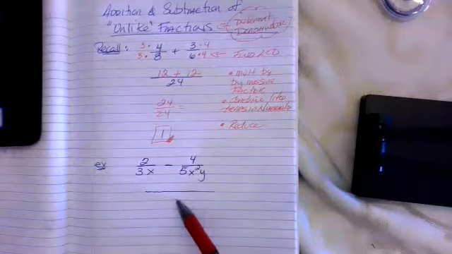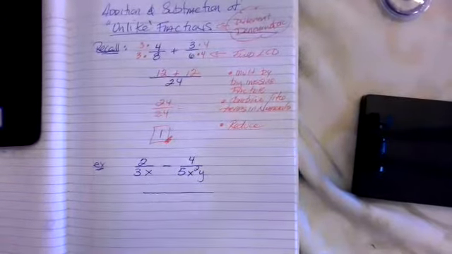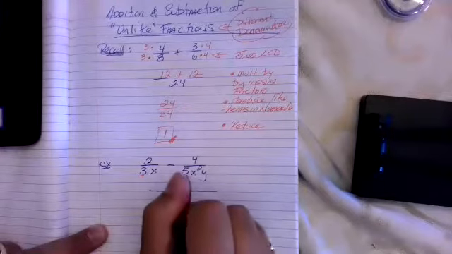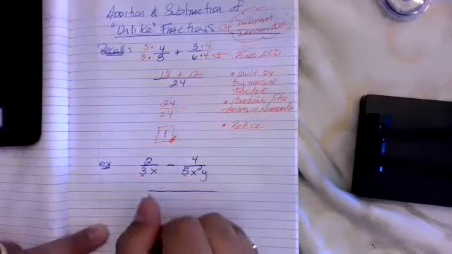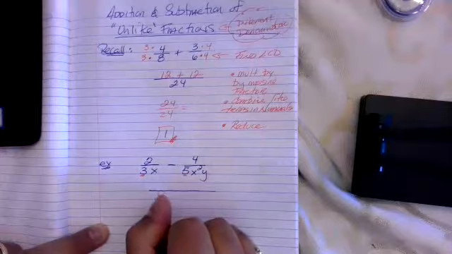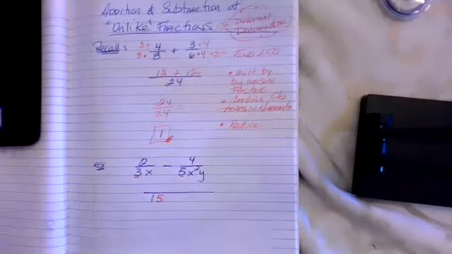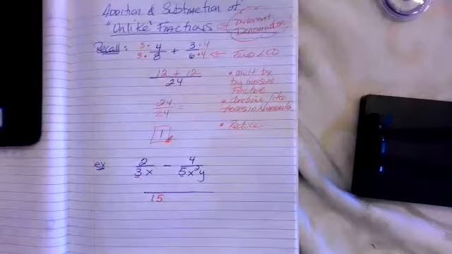3x has to be able to go into it, and 5x squared y has to be able to go into my LCD. So let's first look at the 3 and 5. What value can 3 and 5 go into? 15. Right? 3 goes into 15 and 5 goes into 15. So we took care of those.